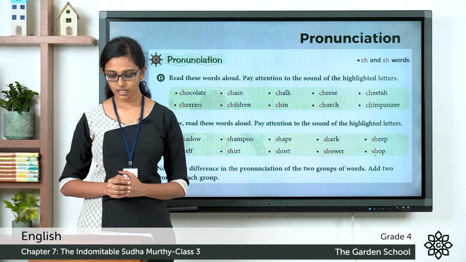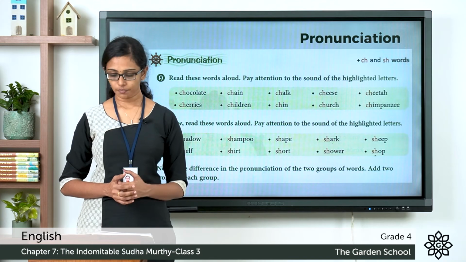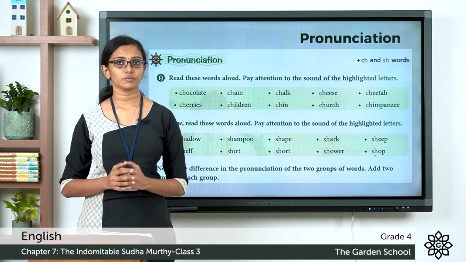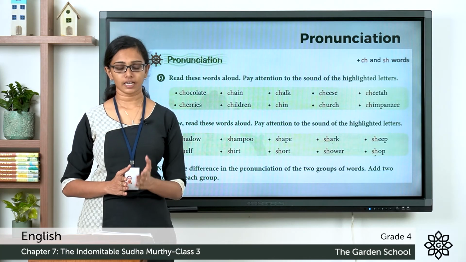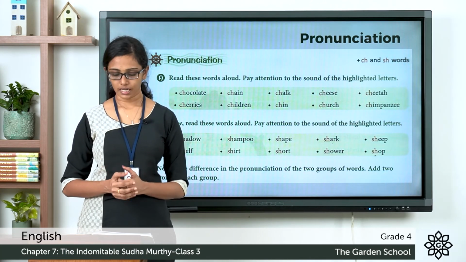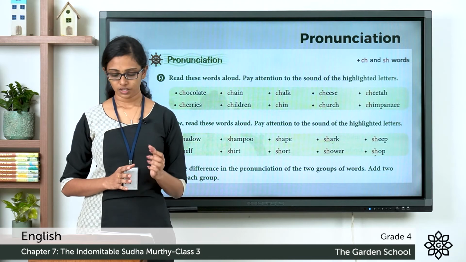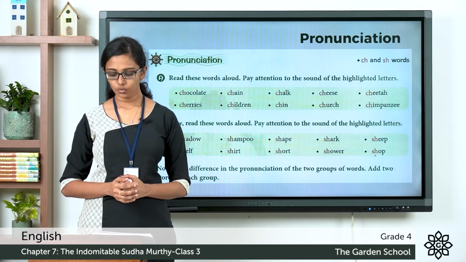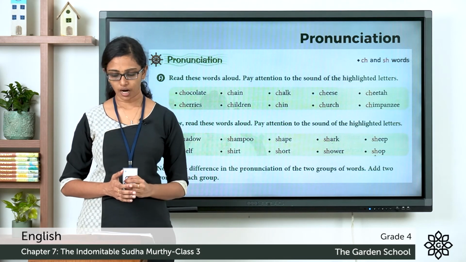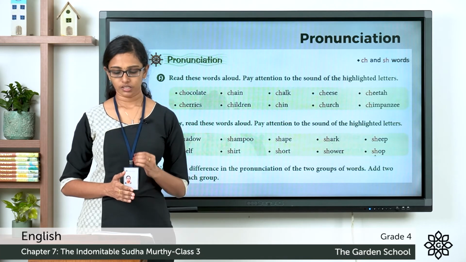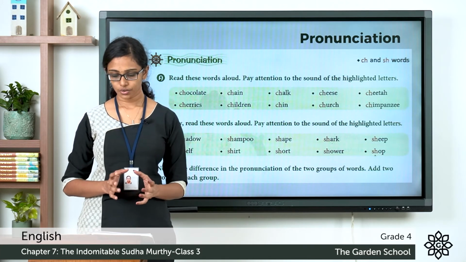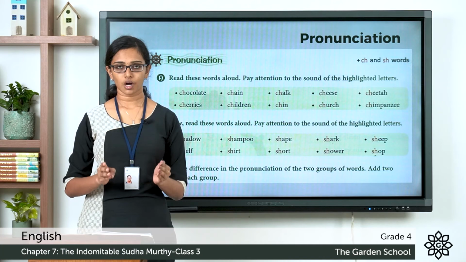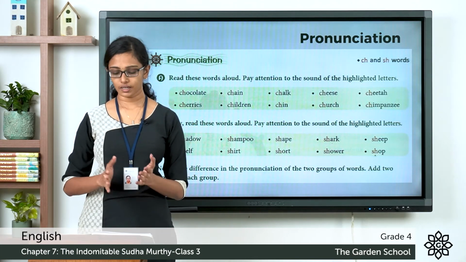Now in section B, read these words aloud. Pay attention to the sound of the highlighted letters. Now in section B, you can see words starting with the letters S and H. Now let's see how it sounds. The first one, shadow, shampoo, shape, shark, sheep, shelf, shirt, short, shower, and shop. So you have seen how the combination of the letters S and H sound in these words.